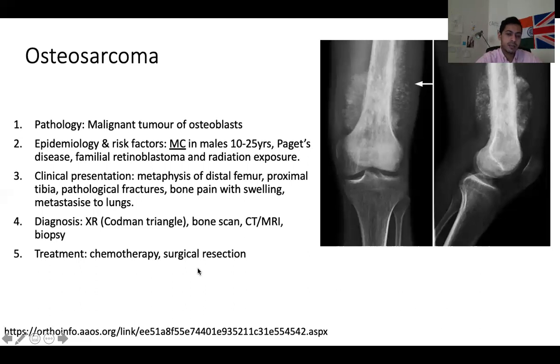Treatment. Unfortunately, we can't use radiotherapy in osteosarcomas as it's not very effective. So usually in these cases, we use chemotherapy and then surgical resection, which would once again be limb saving, and usually an amputation at that point.